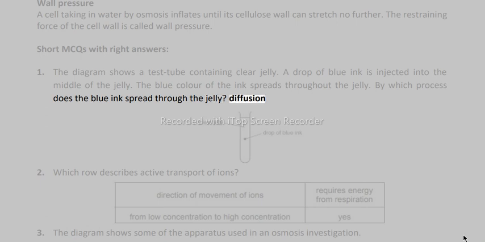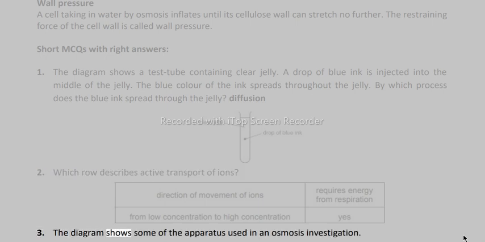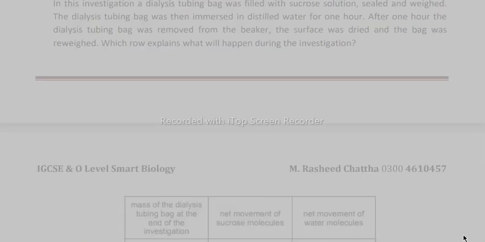Diffusion. 2. Which row describes active transport of ions? 3. The diagram shows some of the apparatus used in an osmosis investigation. In this investigation, a dialysis tubing bag was filled with sucrose solution, sealed and weighed. The dialysis tubing bag was then immersed in distilled water for 1 hour. After 1 hour, the dialysis tubing bag was removed from the beaker, the surface was dried and the bag was re-weighed. Which row explains what will happen during the investigation?